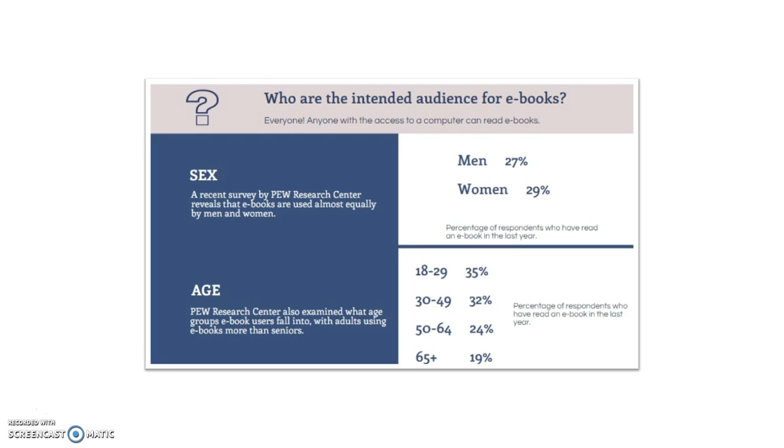In a recent survey by Pew Research Center, they took a look at the number of people who have read ebooks in the past year. In terms of sex, results were pretty much equal, with 27% of men and 29% of women having read an ebook in the past year. Looking at age, the 18 to 29-year-old age group was at 35%, 30 to 49-year-olds at 32%, 50 to 64-year-olds at 24%, and 65 plus or seniors at 19%.